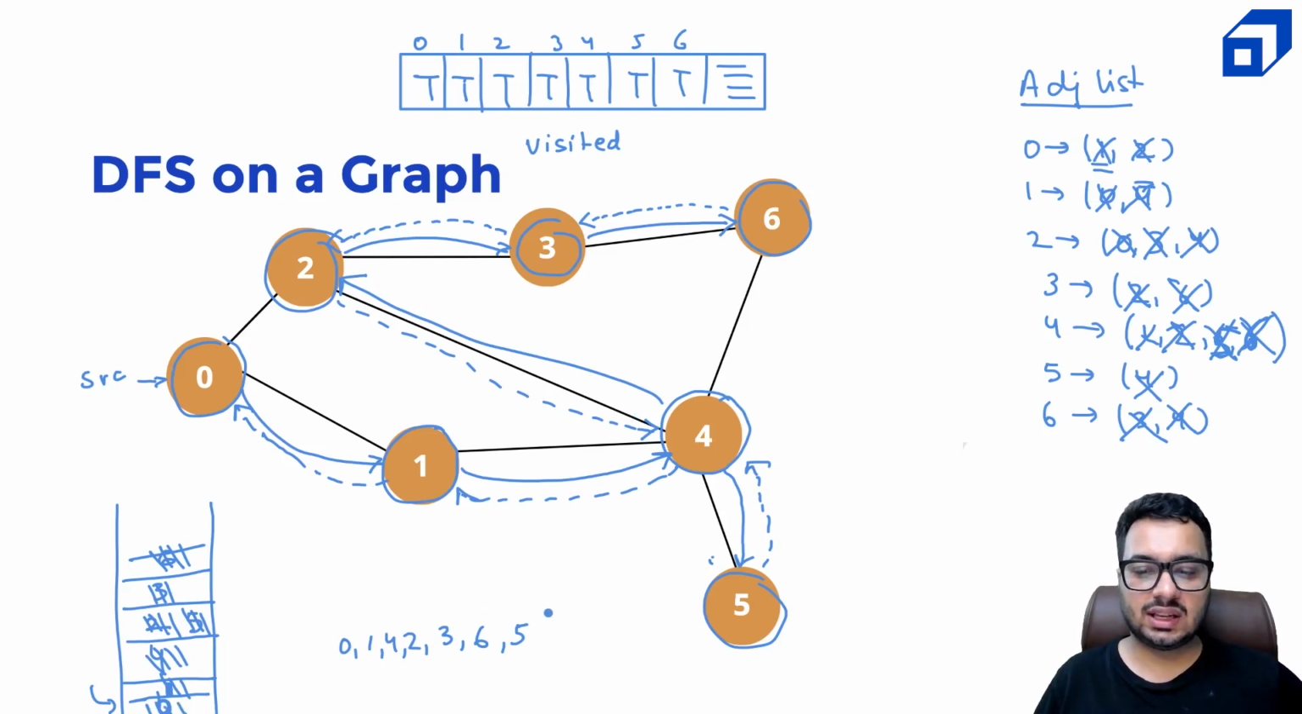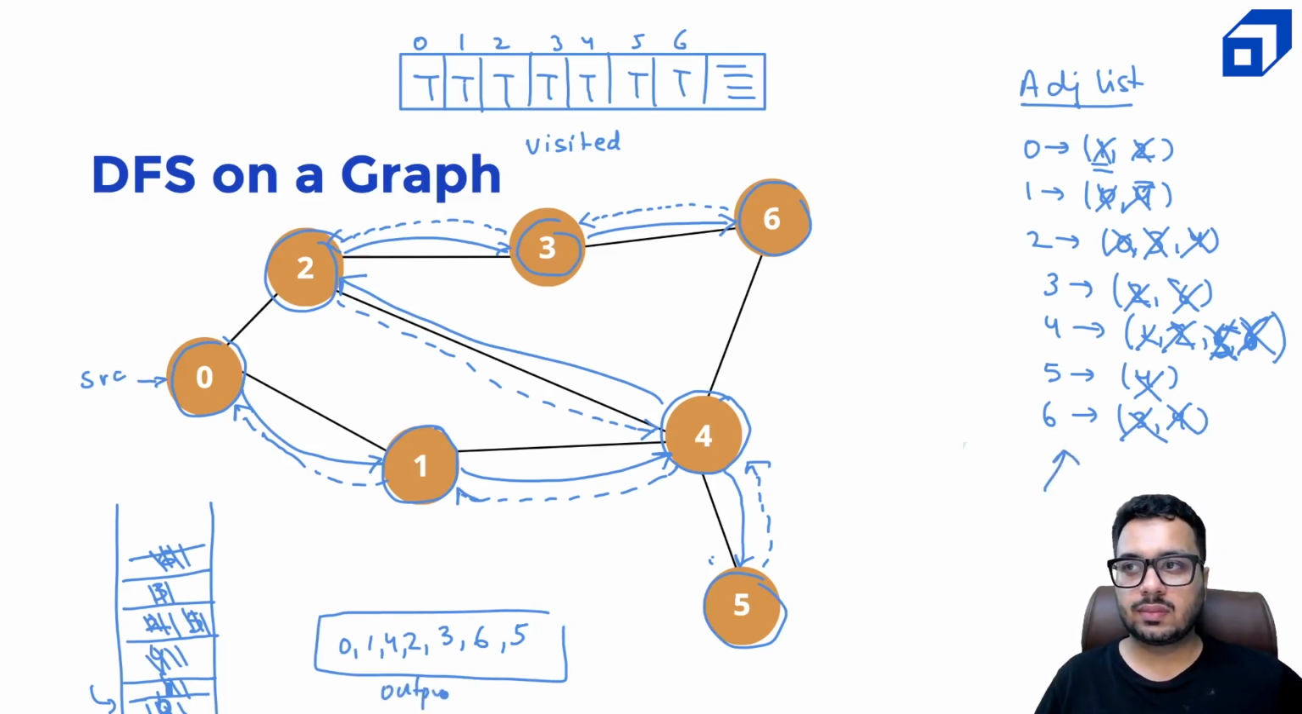This is how the DFS algorithm works. And given this adjacency list, this will be the output that we will get. So the idea was to traverse all the nodes, and this is what we will get by traversing all the nodes. Okay, so I hope you understood the algorithm.